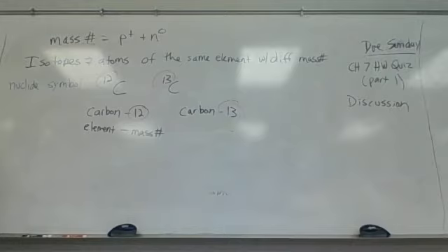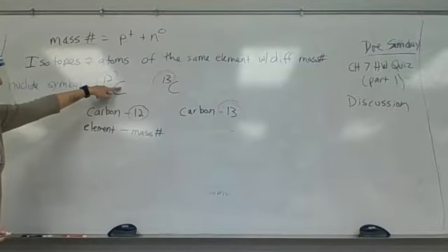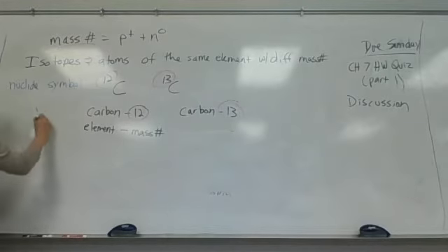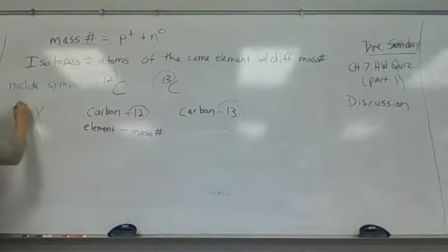For a nuclide symbol, we have the element symbol, carbon in this case, in the center. That's what this X is representing, the element symbol. And then in the upper left-hand corner, we have the mass number. Oftentimes, when people represent an isotope as a nuclide symbol, they have the mass number in the upper left-hand corner. Sometimes they also put the atomic number down here.